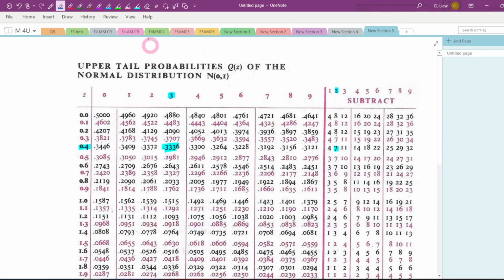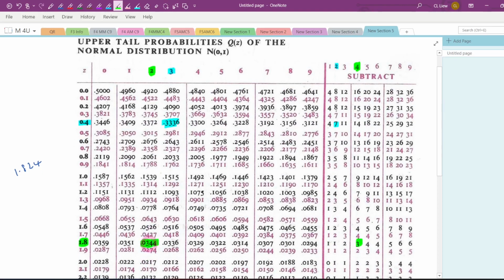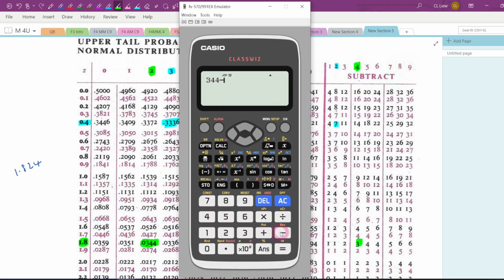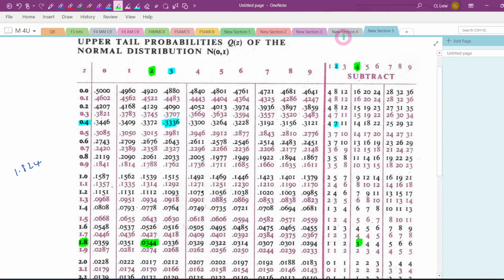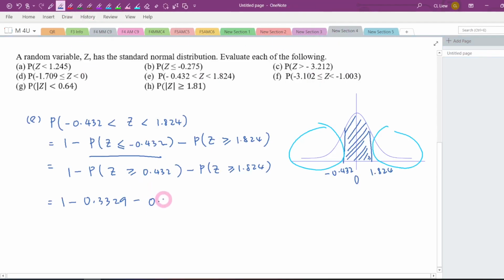Okay, let's get the answer for the other one. 1.824. 1.8 is over here, 824. Okay, 4 is here. Now, this one you have to be more careful. You have a 0 before the non-zero digit here, before the 3. So remember to write the 0 later on when you write the answer. Okay, 344 minus 3. You get 341. But the answer is not 0.341, but 0.0341. Okay, then just press your calculator.